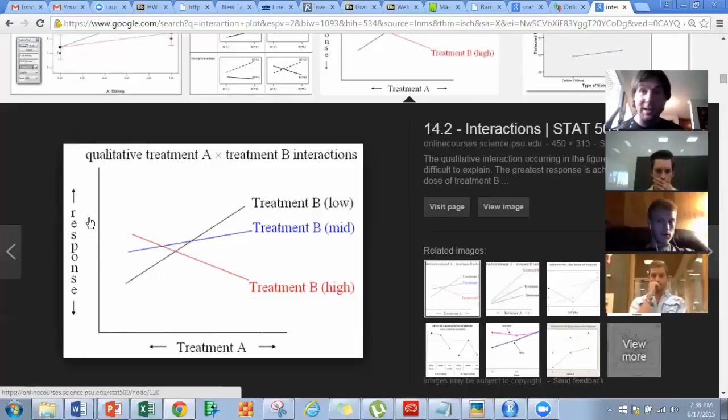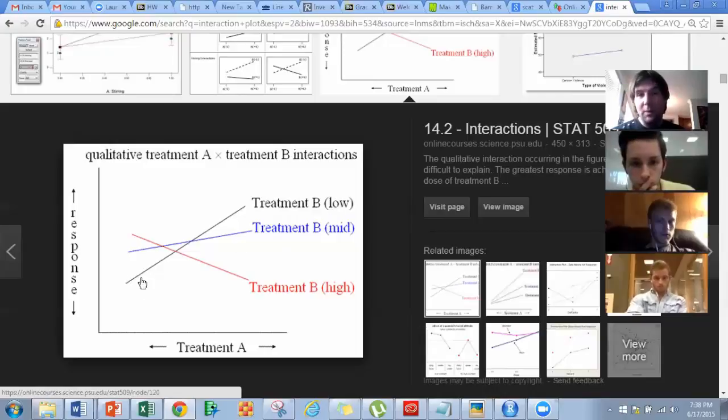This is now a psychological experiment. With the psychological experiment, people are reporting how much anxiety they have to us. Treatment A is whether or not they get therapy. So this is the no therapy group, and this is the therapy group. With this in mind right here, treatment B is the medication level.